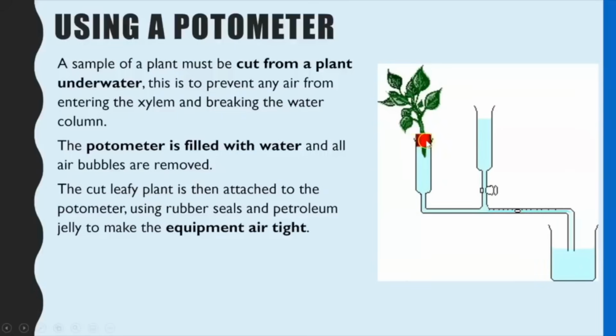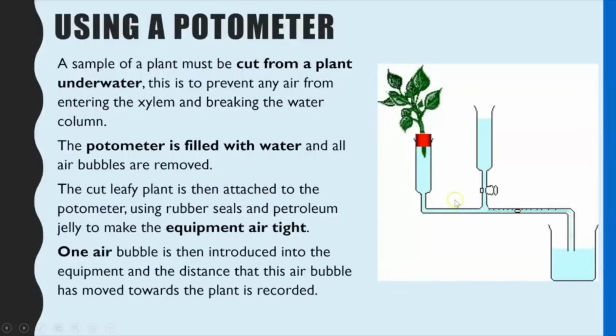And all of the sections where there is a joint get covered in petroleum jelly to make the equipment completely airtight. That's to make sure no air bubbles can get in, which would prevent the flow of water, but also to make sure no water can leak out and therefore affect the accuracy of the measure of the uptake of water.